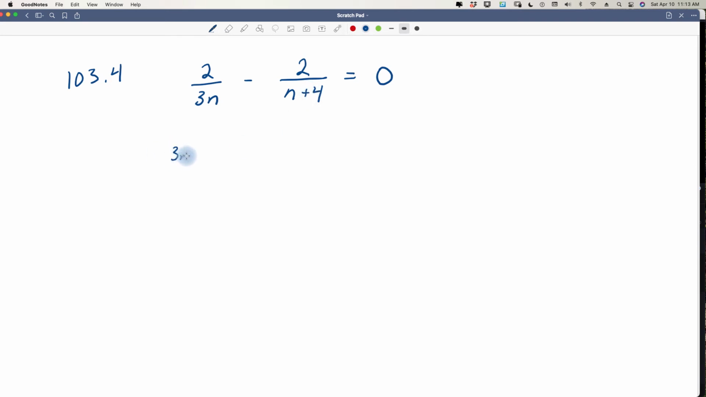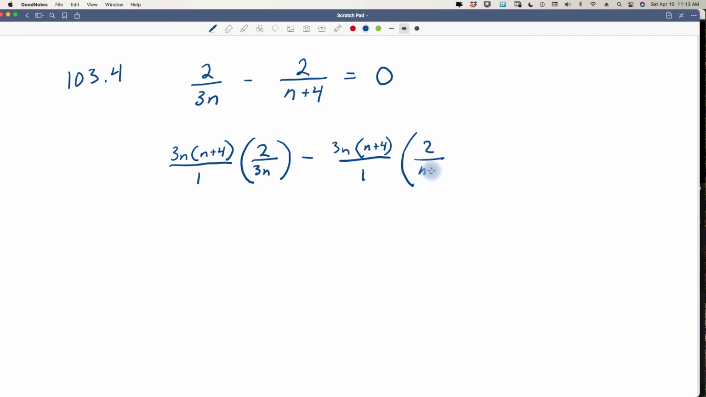So 3n times n plus 4 over 1, times 2 over 3n, minus 3n times n plus 4 as a whole number times 2 over n plus 4, equals 0.